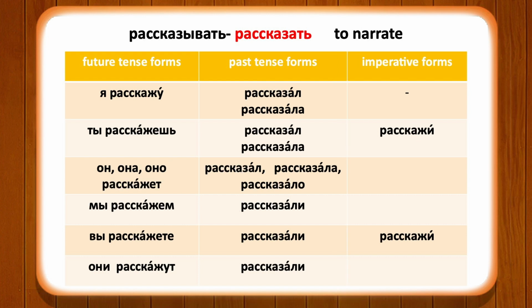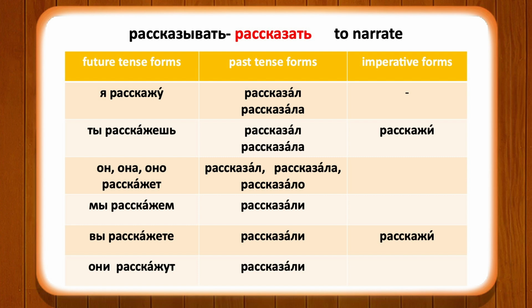The next verb is рассказать. Рассказать means to narrate. It is a perfective aspect verb and its imperfective counterpart is рассказывать. Рассказывать is conjugated just like читать.